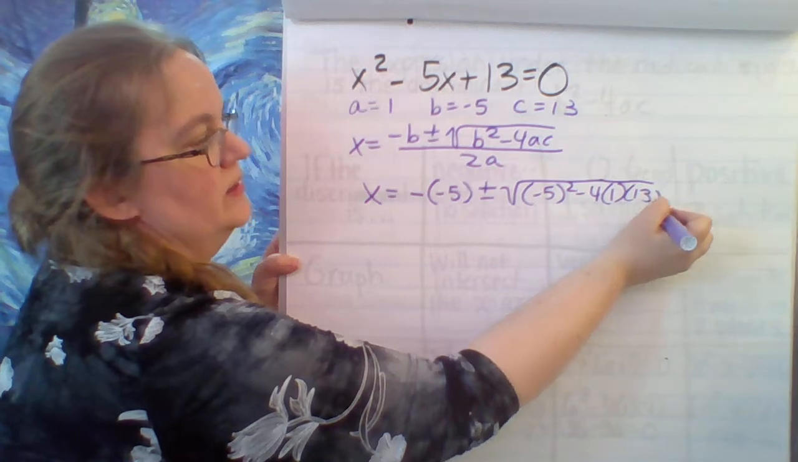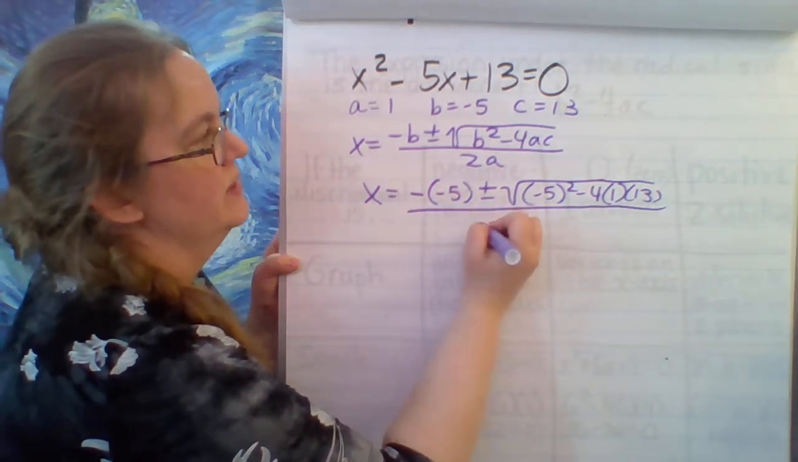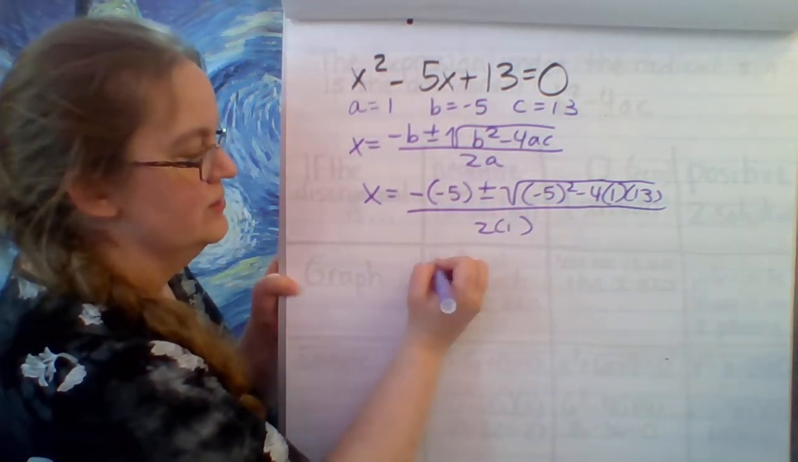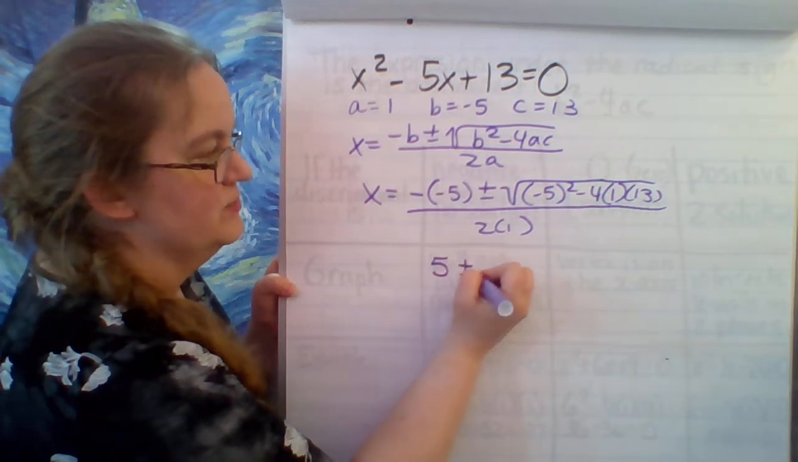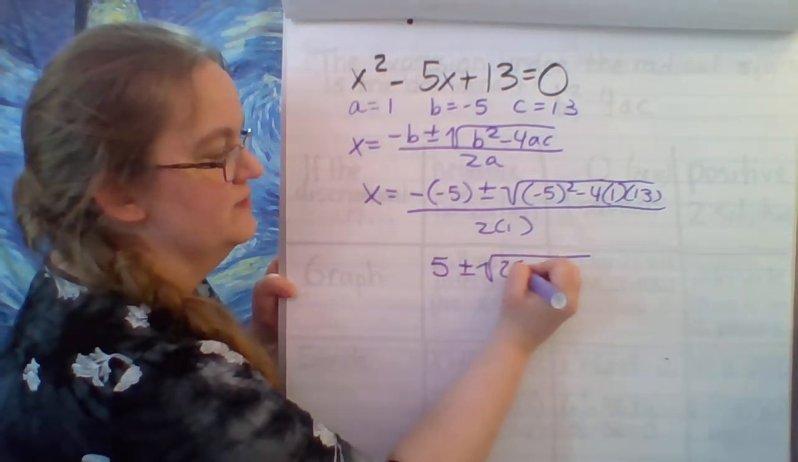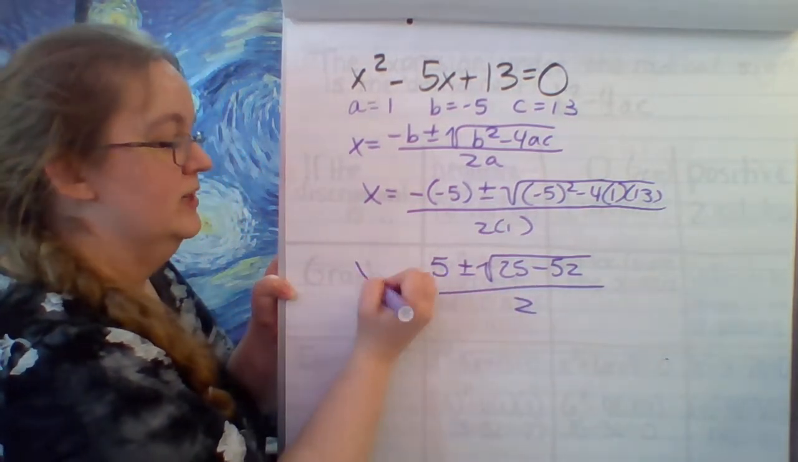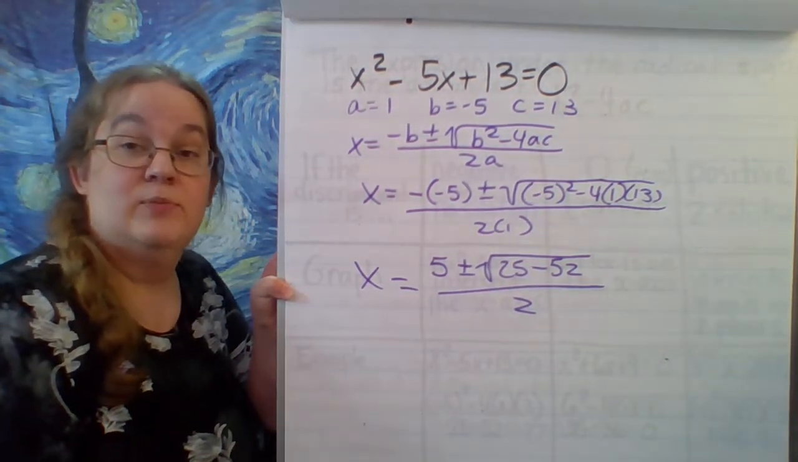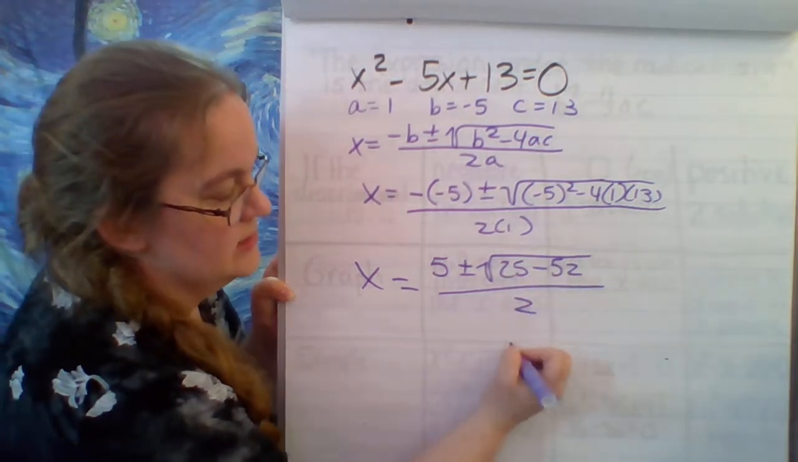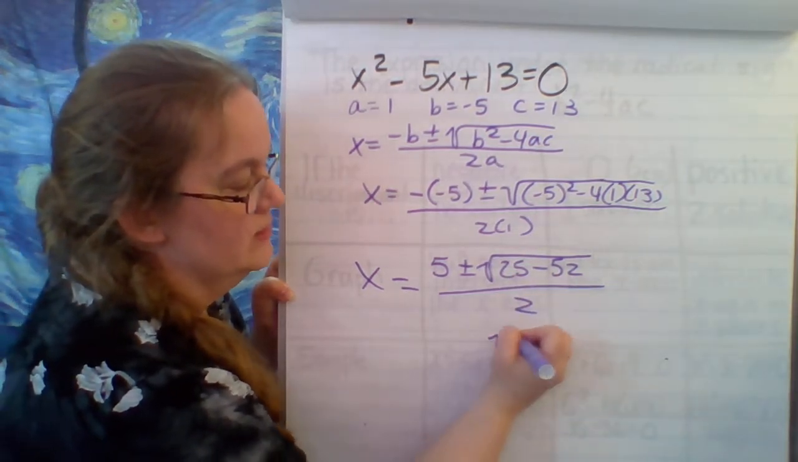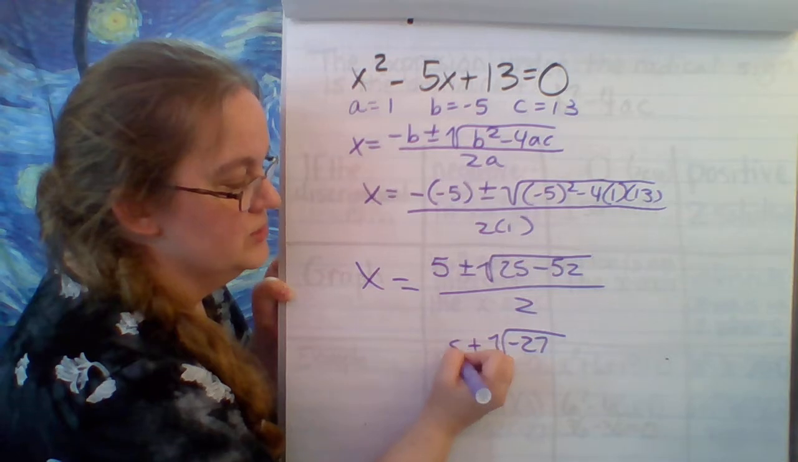Okay. And the whole thing divided by 2 times 1. So I end up with 5 plus or minus the square root of 25 minus 52 divided by 2. Now, right now, I have a problem. And that problem is when I subtract this, it's going to come out to -27. Well, that means there are no real solutions.